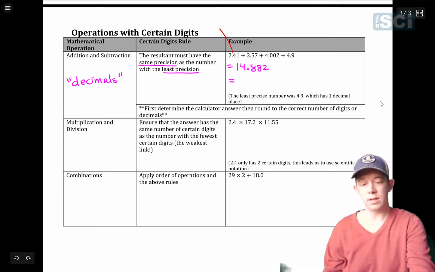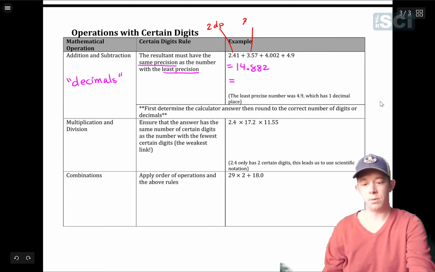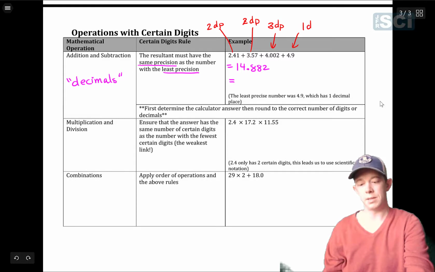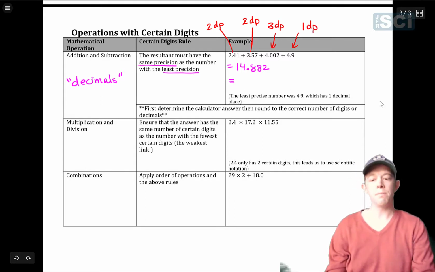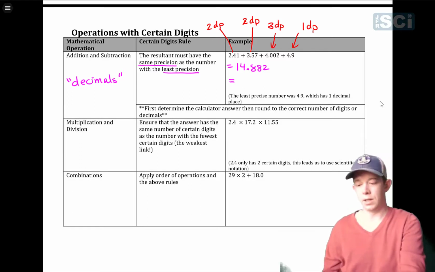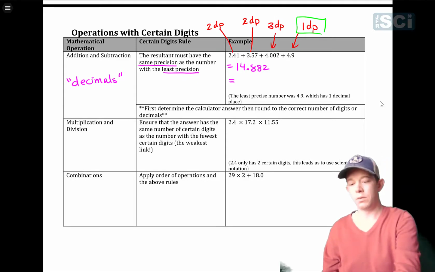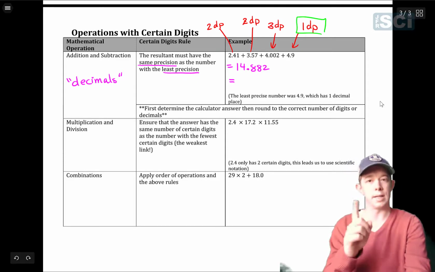Okay, so the first one, this 2.41, has 2 decimal places. I'm going to use DP for decimal places. The second one has 2 decimal places as well. This 4.002 has 3 decimal places, and the last one here has 1 decimal place. So I want to measure to the number that is the least precise. The least precise in our case here is 1 decimal place. So I want to report my answer to 1 decimal place.